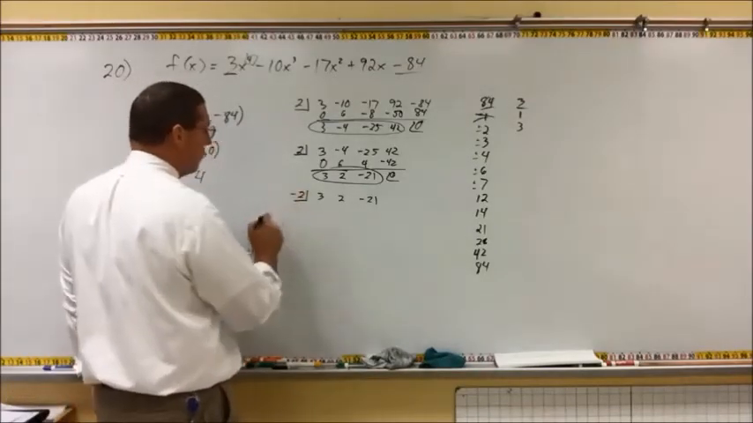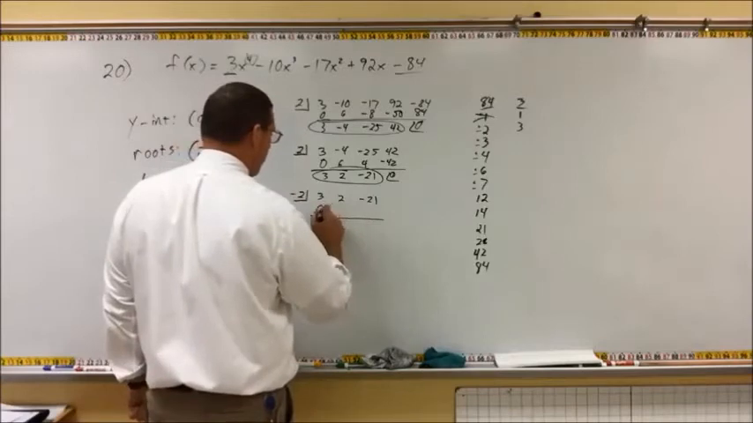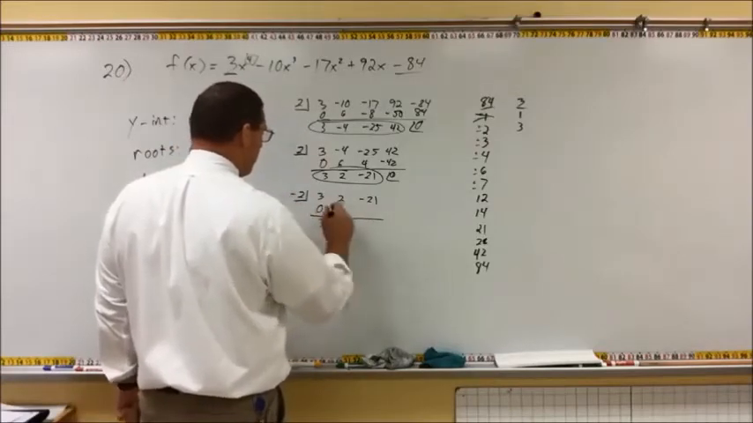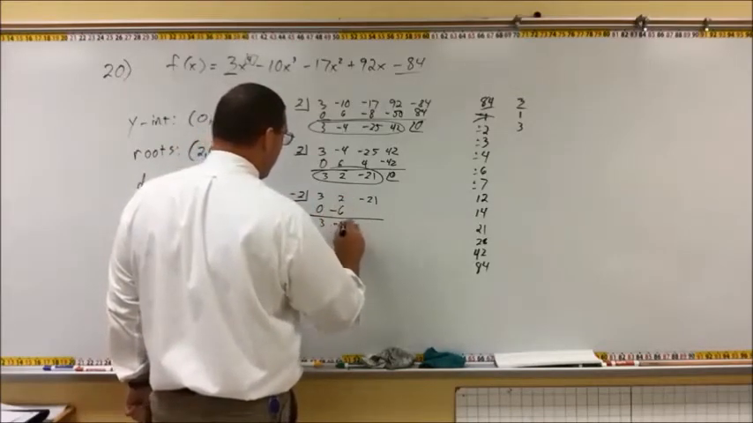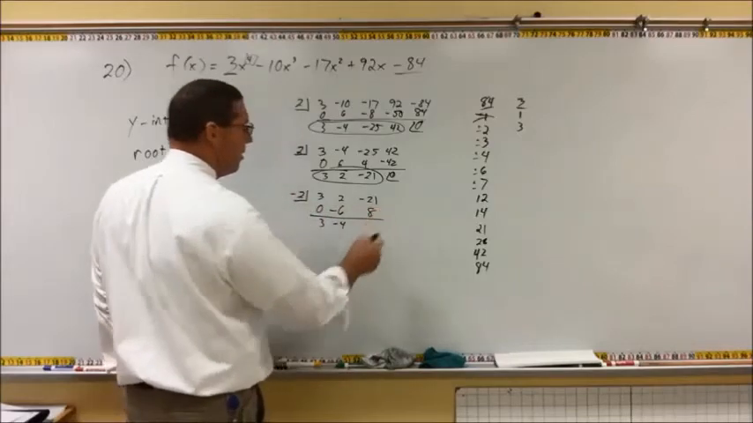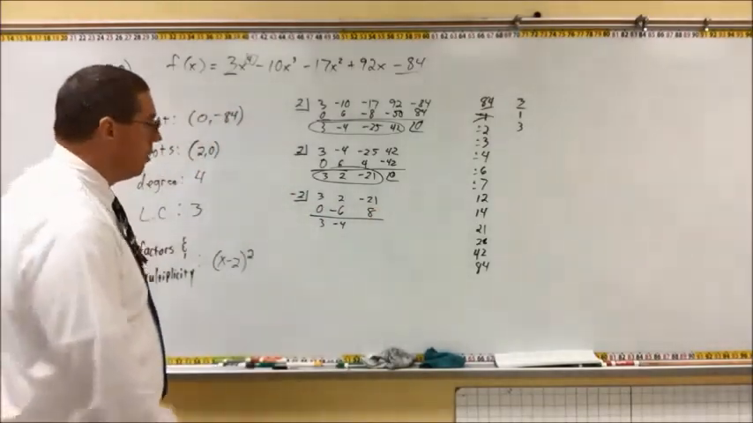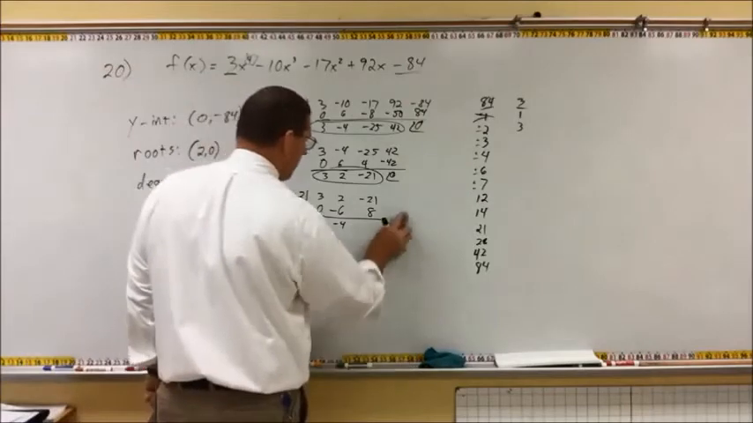So let's try negative 2 now. So put a 0 here. 3 plus 0 is 3, times negative 2 is negative 6, plus 2 is negative 4. Negative 4 times negative 2 is 8. This does not give us a remainder of 0. So negative 2 is not one of the roots.